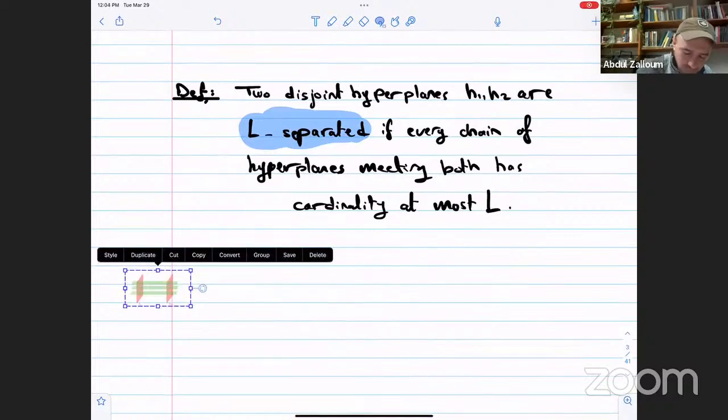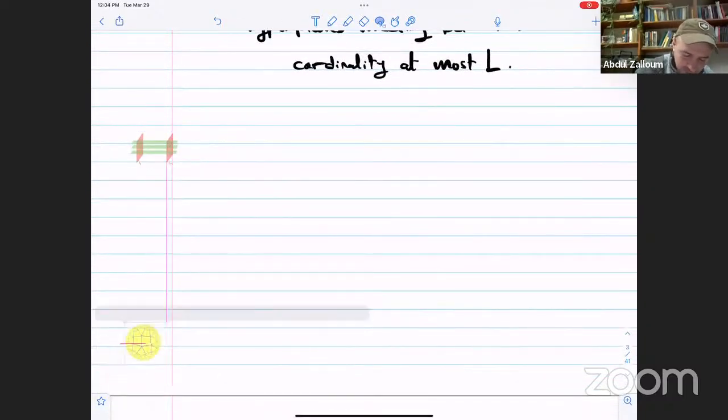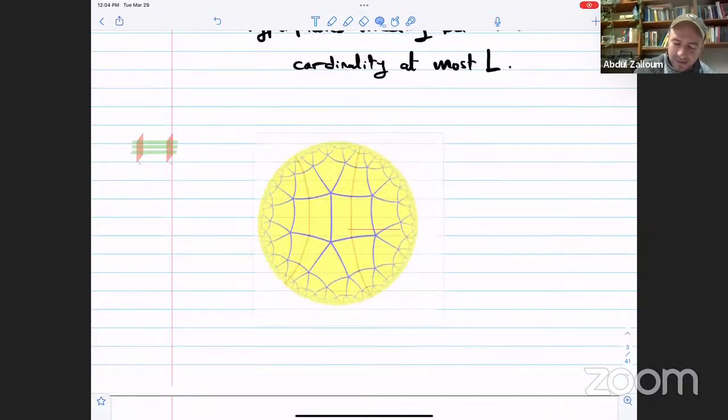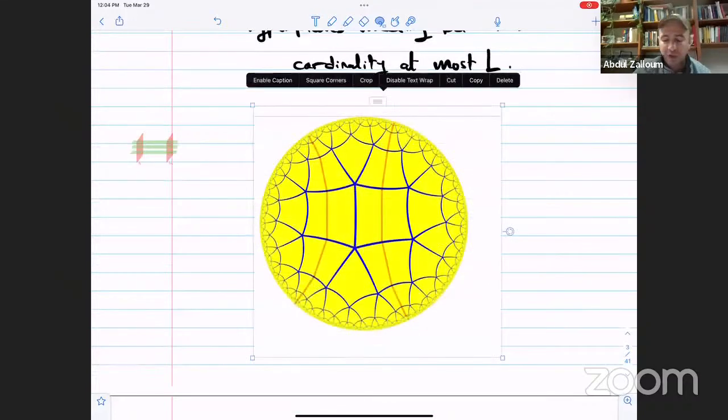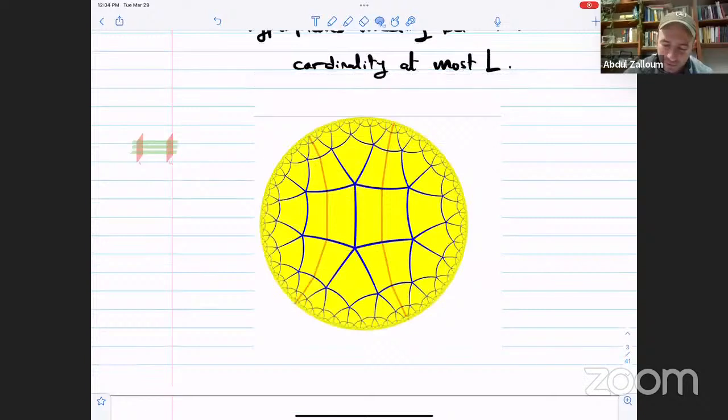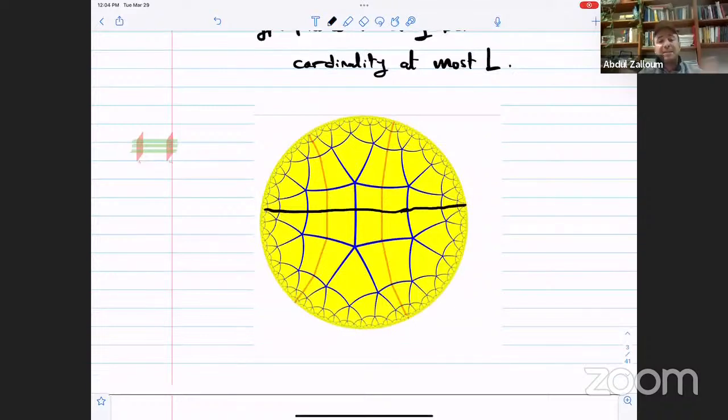So I have the hyperbolic plane here, and I have these two red hyperplanes, which I'm highlighting. Here is the first red hyperplane, and here is the second red hyperplane. If you count the number of hyperplanes that intersect both, you're only going to come up with one, right? There is this one here that intersects both, but that's it. There's nothing else that intersects both hyperplanes. So you can see that this separation is intimately connected to the contraction property and hyperbolicity.